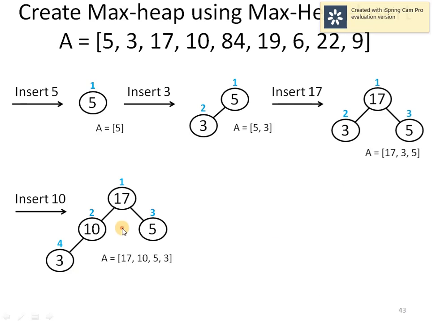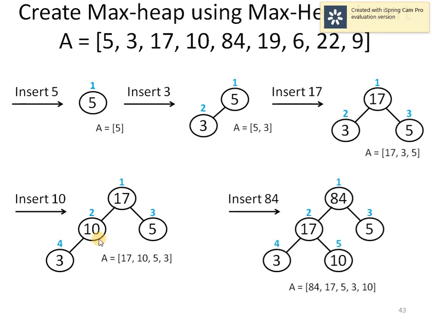Then we will insert 84. 84 will get inserted as right of 10 first. 84 and 10 will be compared, so 10 comes at the right, and here we will have 84. Now 84 and 17 will be compared, since it is greater, again a swap will take place. 17 will reach index position 2 and 84 becomes the final root. So we have this structure.